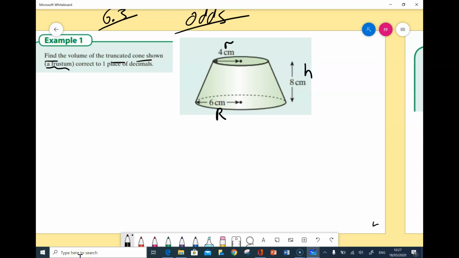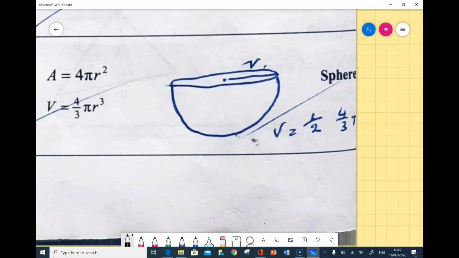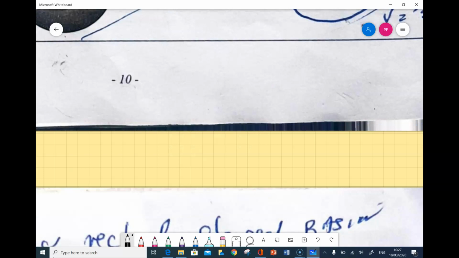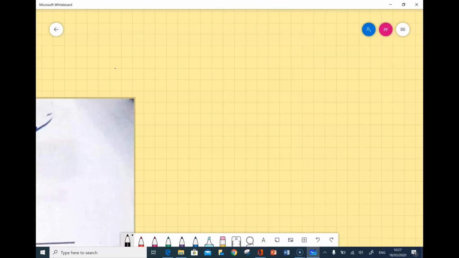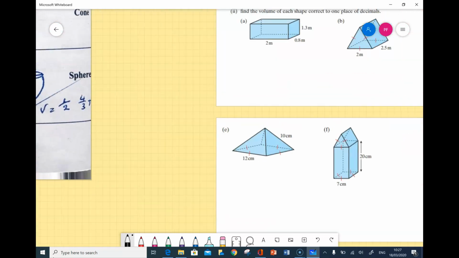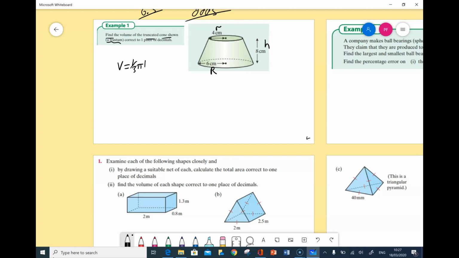is equal to, sorry, coffee is falling over. Volume is equal to, and I've forgotten my, sorry, very slow today. It is 1/3 pi h, R squared plus Rr plus r squared.